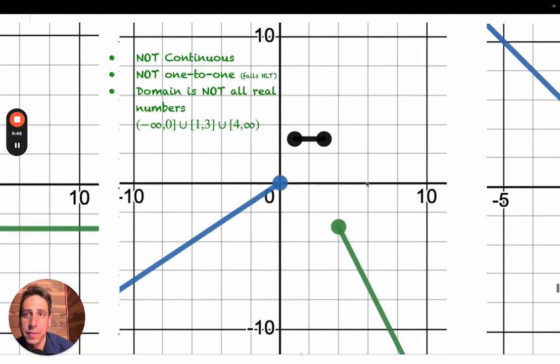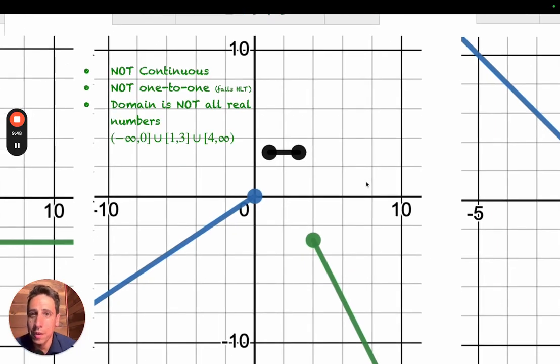Some features, some thoughts about this graph. Like the previous one, it's not continuous. You can't draw it with one swoop of your pencil. It goes here, and then you have to lift up your pencil and go here, and then continue and lift up your pencil again. So overall, it's not continuous over all real numbers. It's not one-to-one. It fails the horizontal line test. This black portion right here, because it's a horizontal line, you draw a horizontal line at a height of 3, and then all of a sudden you've got multiple points, so that's what fails.